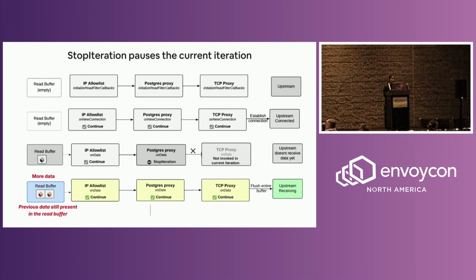Now, when more data arrives, you can see the old data is also present in the buffer. New data arrives, and now both of these data together are looked at by all the filters. The Postgres proxy filter is happy now. It's able to inspect whatever it needed from the data, and the filter chain iteration continues normally.